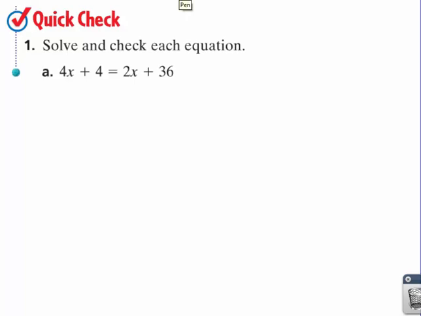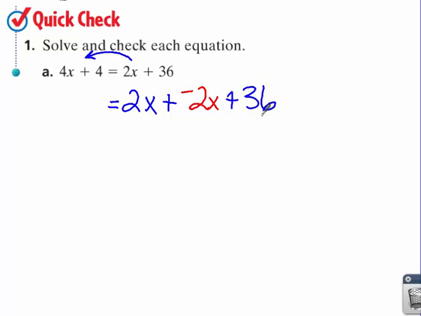So most of the time we like our letters to be on the left-hand side. So what I want to do is move this 2x over to be with the 4x. And if you remember from step number one, we add the opposite. So what I like to do is start at the equal sign. So I just put the equal sign down. So I want to move this 2x. And the way we do that is you write 2x, and then you add the opposite of 2x, which is negative 2x. And then we just write down the 36 because it's just coming along for the ride.